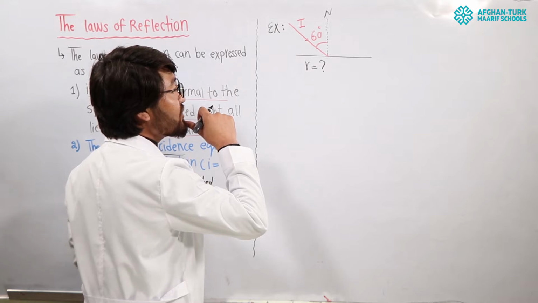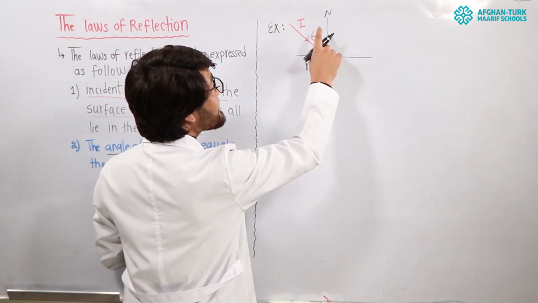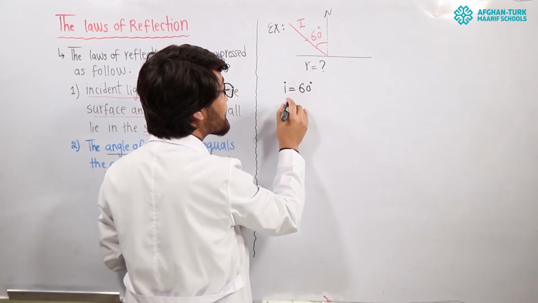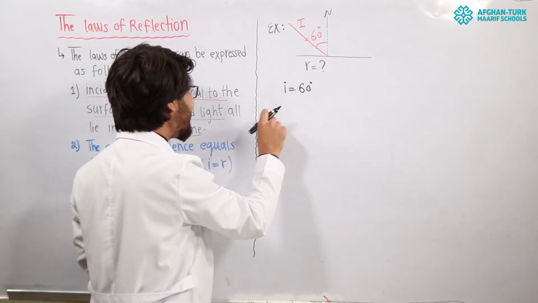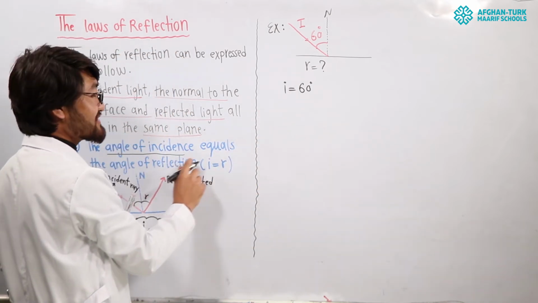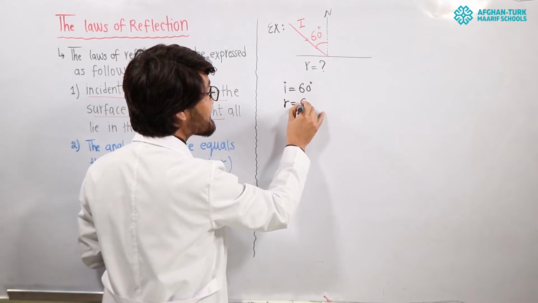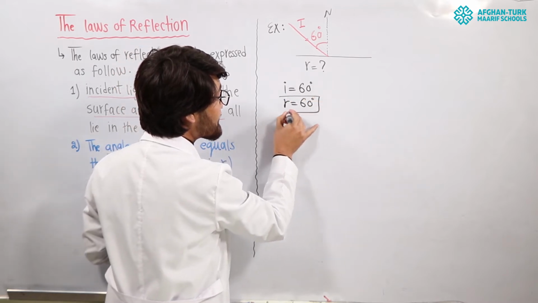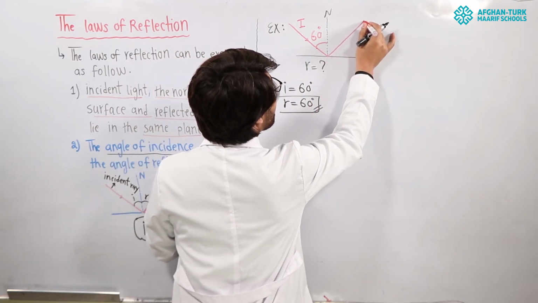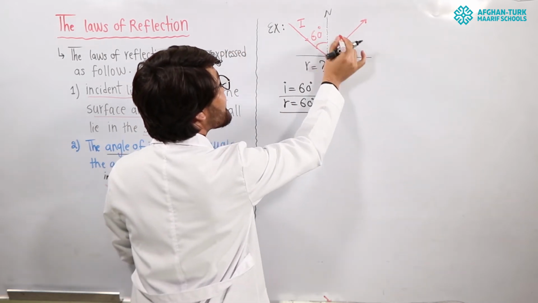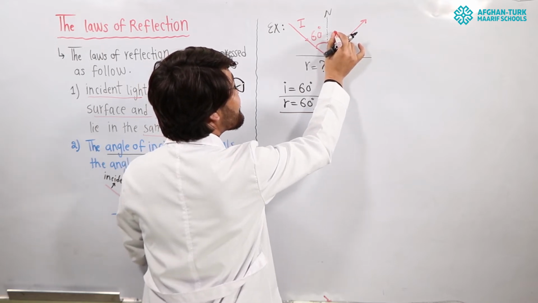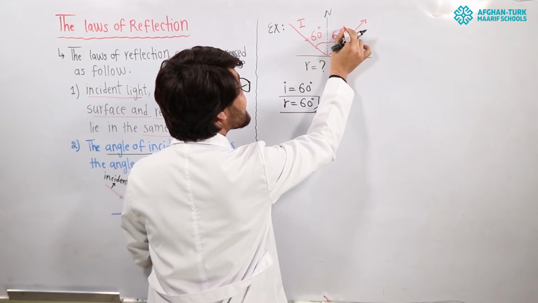We know that I is equal to 60 degrees. We know that the angle of incidence is equal to the angle of reflection. It means R is also 60 degrees. This is our answer. I will draw the ray reflected from the surface, the angle of reflection is also 60 degrees.